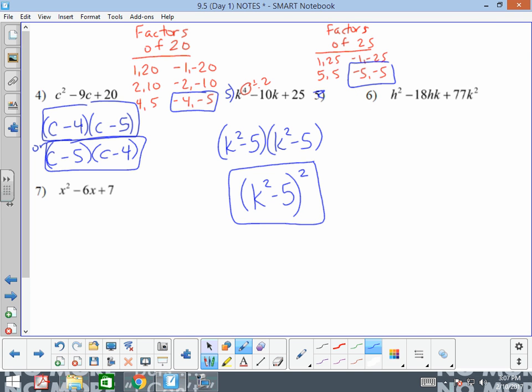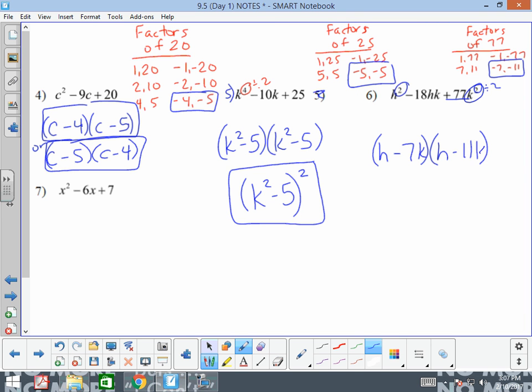All right, number 6, the factors of 77. 1 and 77, negative 1, negative 77, 7 and 11, negative 7, and negative 11. Okay, so we're looking for the factors that add up to be negative 18. I mean, negative 7 and negative 11. So we're going to take this exponent and divide it by 2. For the 77, we said that was negative 7 and negative 11. Now notice 77 has another variable. Take that variable's exponent and divide it by 2. And that goes with the factors of 77. So this final answer is h minus 7k, h minus 11k. Again, practice using FOIL to check.